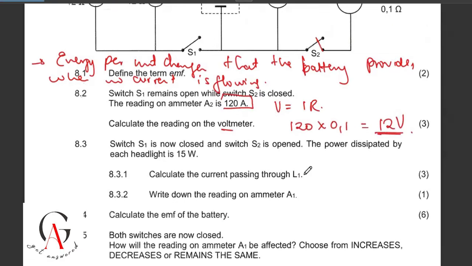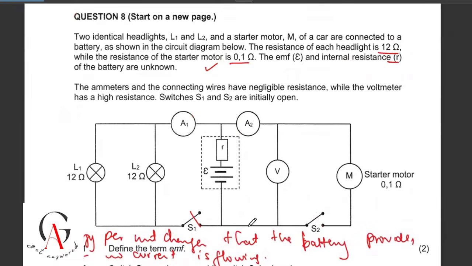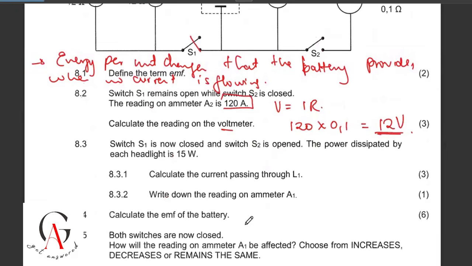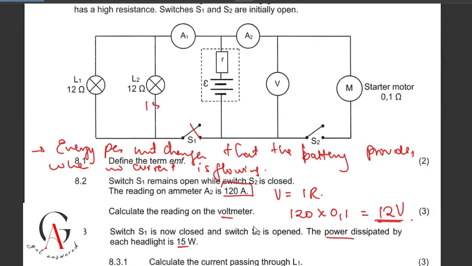And now S1 is closed, and then we open S2. If we close this, it simply means that current is now flowing through the lamps. And then they're telling us that the power dissipated by each lamp is 15 watts. Calculate the current that is passing through L1. So they need us to get the current.